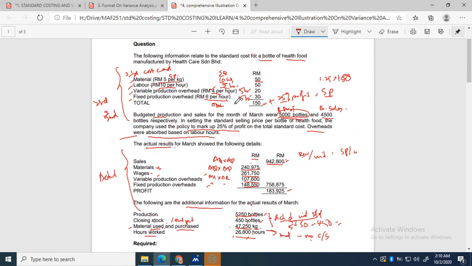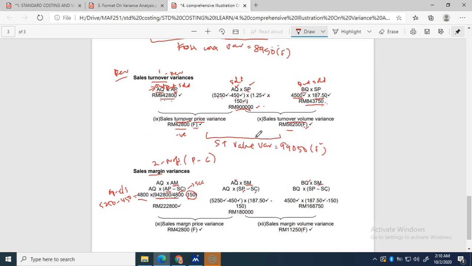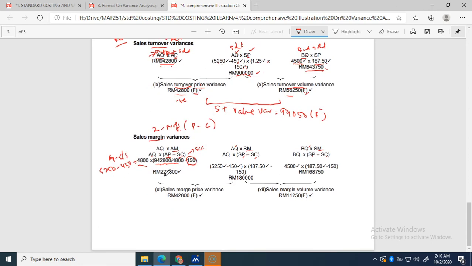The standard cost to produce one unit of output, considering total material plus labor plus overhead, is 150 ringgit per bottle. So you minus 150 ringgit. You get here actual quantity times actual margin, 222,800. Now the second column, as usual, actual quantity 4,800.